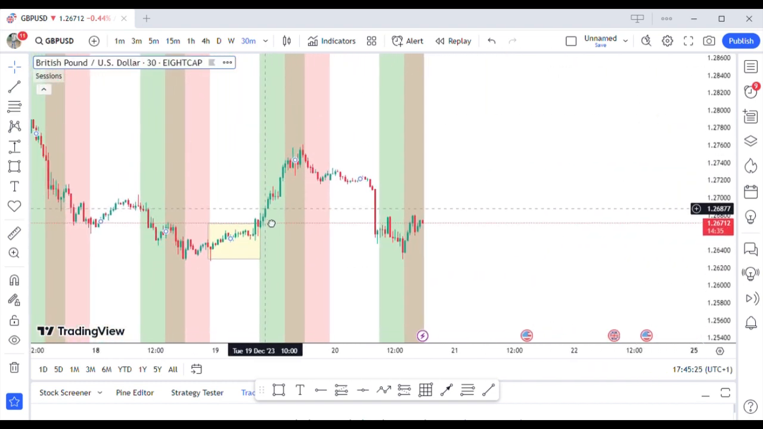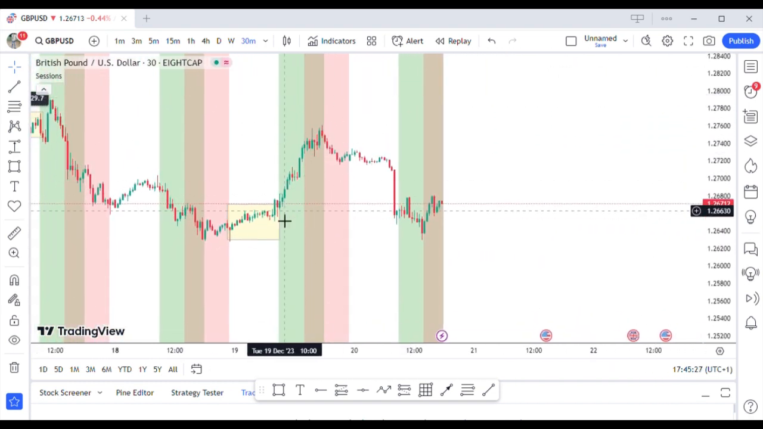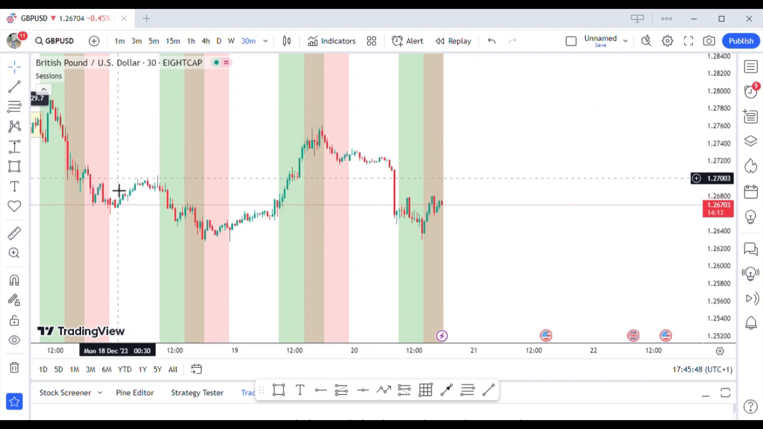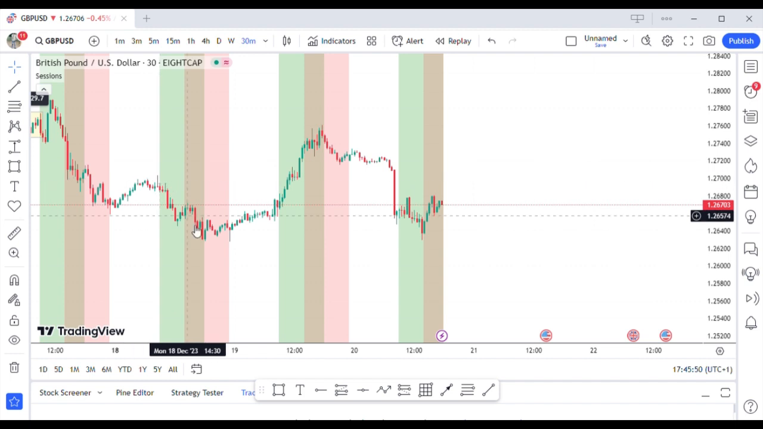So you can see right here, this was the low of the day. Can you see the low of the day here? Let me delete this. So London session creates the low of the day here, and then the high of the day, can you see the high of the day? It was during Asia session. So if London session creates the low of the day, then New York session is going to create the high of the day. Can you see we have the high of the day here? Then New York session did what? Created the low of the day.